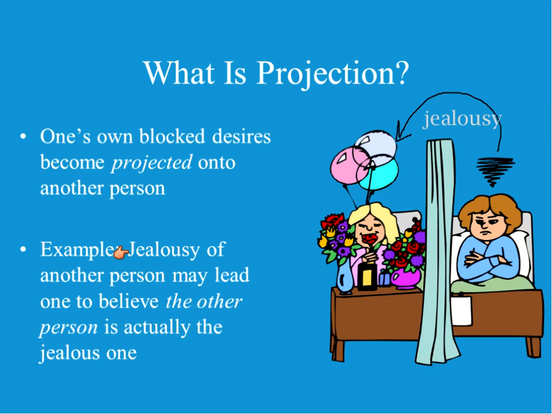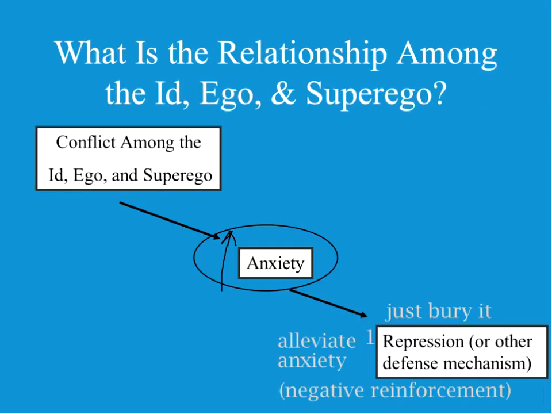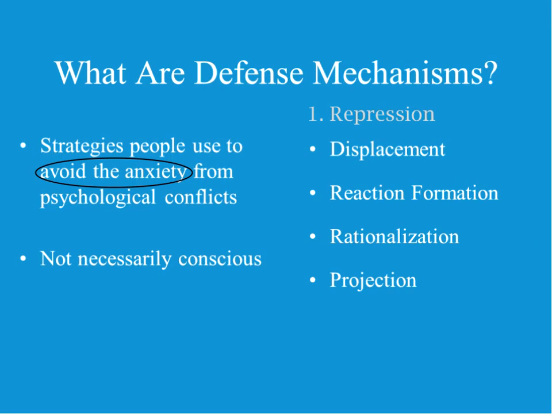Again, to protect yourself from this anxiety that results from conflicts between and among id, ego, and superego, you use repression, you use something like displacement or a reaction formation or rationalization or projection to defend yourself effectively from those feelings. Okay? Questions on any of the defense mechanisms? We've got 23 minutes to go.